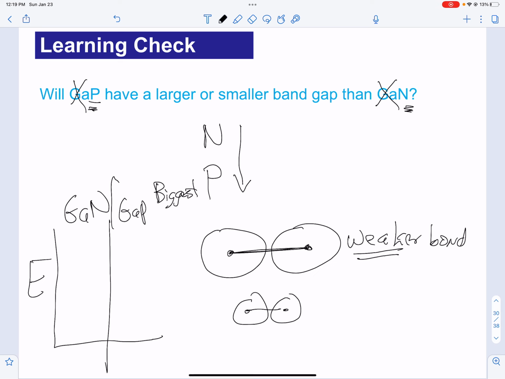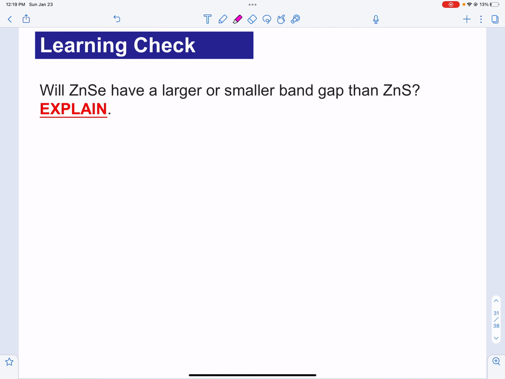that the nitrogen, which is smaller, is going to be a smaller bond, stronger bond, therefore more stable. And the gallium phosphide is going to have a longer bond, which is weaker, which is less stable, higher energy. And the higher the bonding goes, the lower the antibonding goes, which gives me a bigger band gap on the gallium nitride compared to a smaller band gap on the gallium phosphide. Let's do another one.